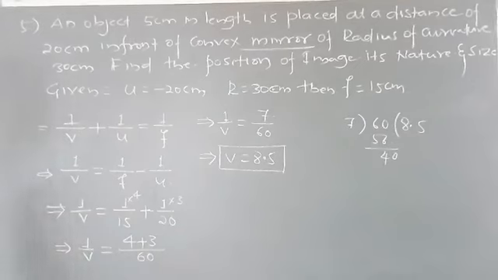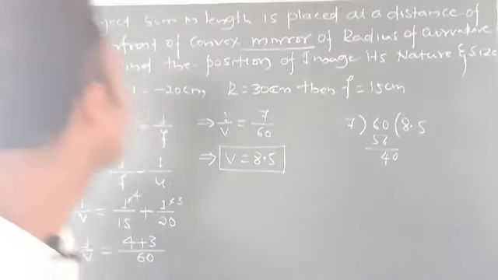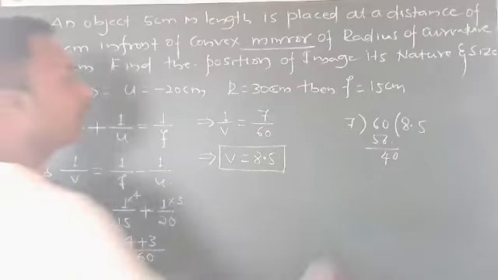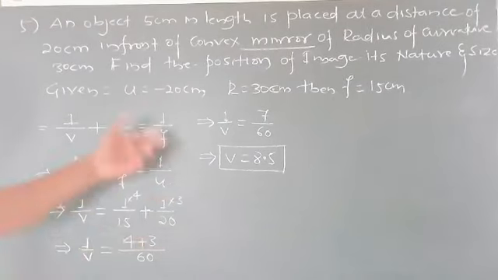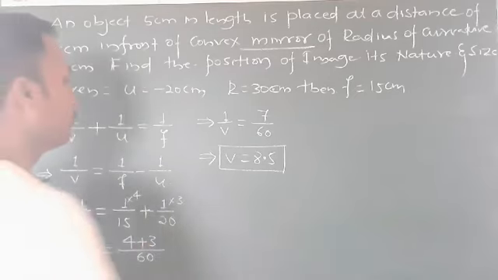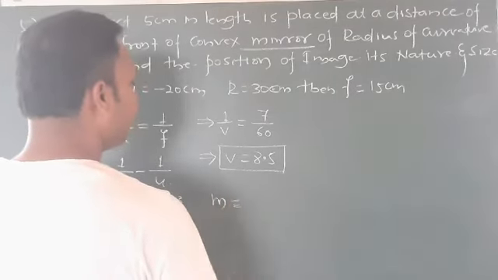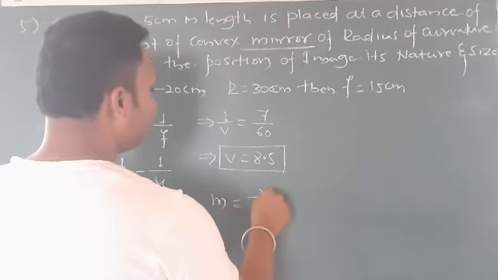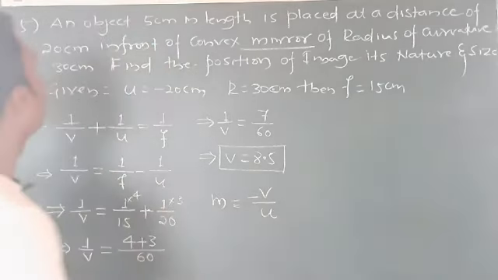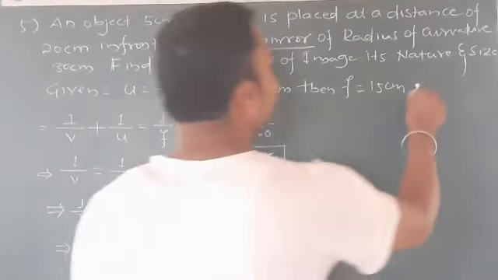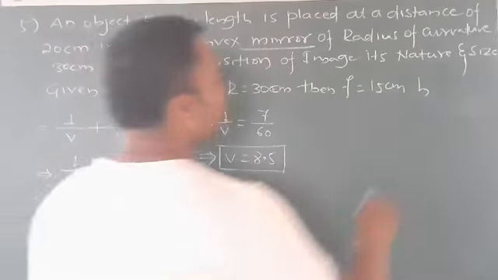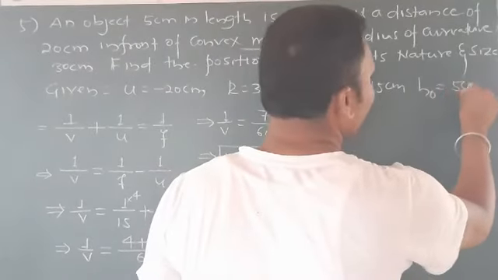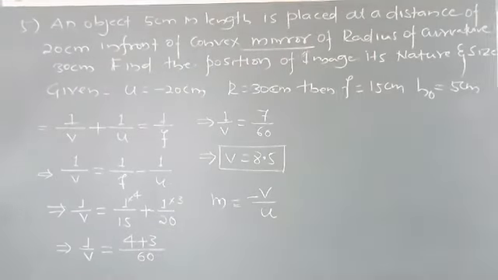So this is the image distance. But what they ask is, find the position of image. We need to find the position of the what? Image, 8.5. So depending upon the magnification, we can say the position of the image and its nature also. So m is equal to, it is a mirror, so minus v by u. And one more thing they have given here, I forgot, an object 5 centimeter in length. HO is equal to 5 centimeter.